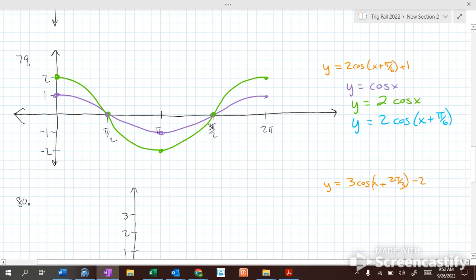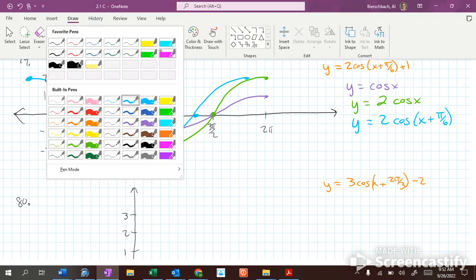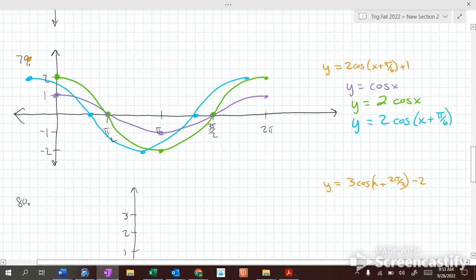So if I go 12 to get to pi, that means I go over 2 spaces to get to pi over 6. So from the green, everything is 2 spaces to the left. And then plus 1, I move everything up 1. 1 up, 1 up, 1 up, 1 up, 1 up. Okay.